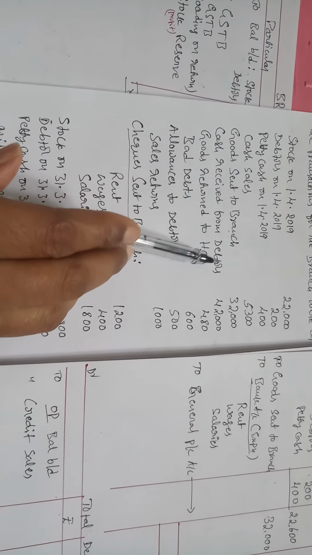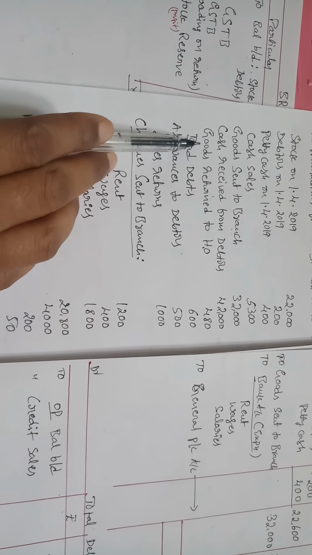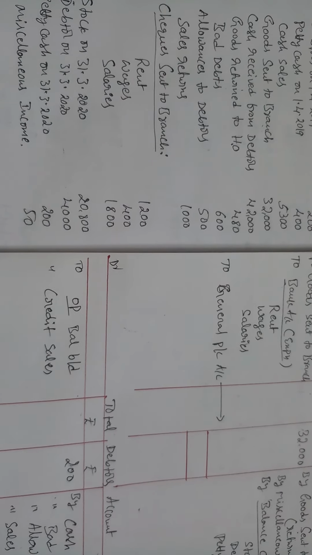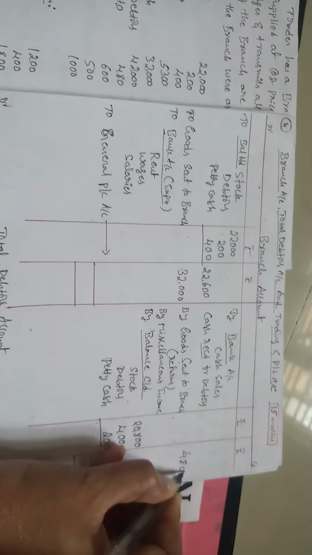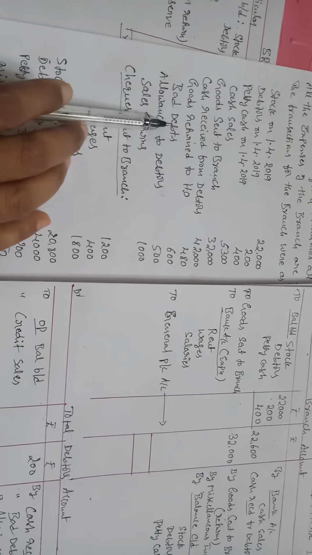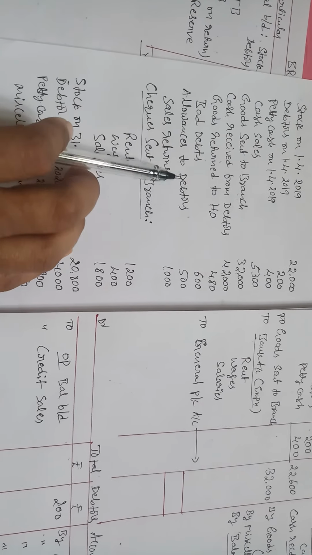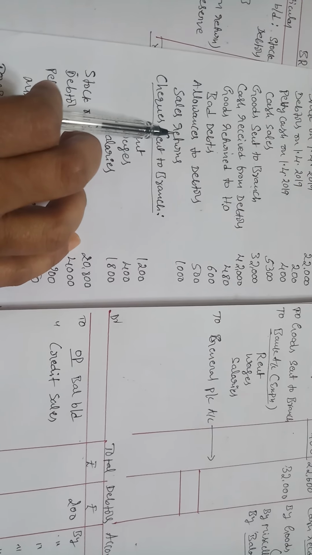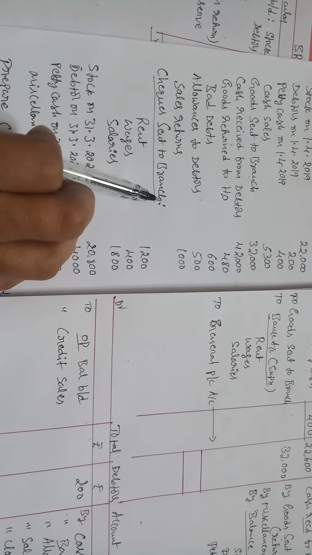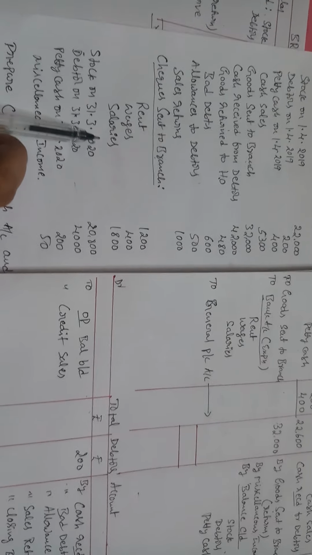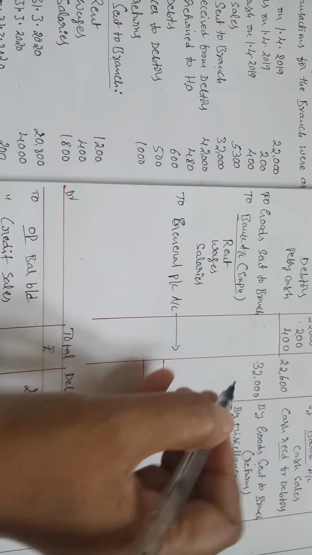Next, cash received from debtors comes in the third part. Goods returned to the head office is the second part, and it is the credit side. How much return? 480. Next, some allowances: bad debts, allowances to debtors, sales returns, these are part of the third part. Next, expenses sent to the branch, the second part. These expenses come to the debit side, so I'll take the debit side.